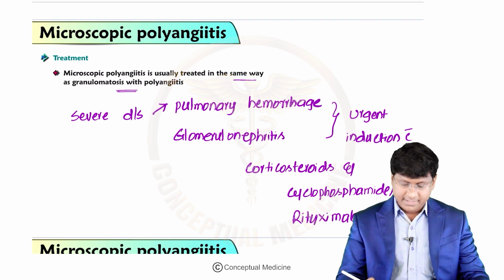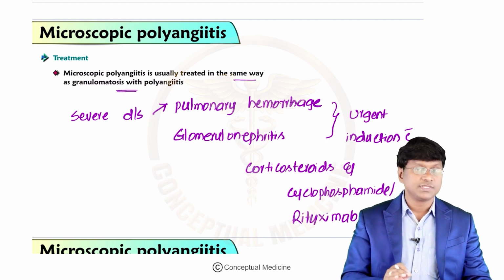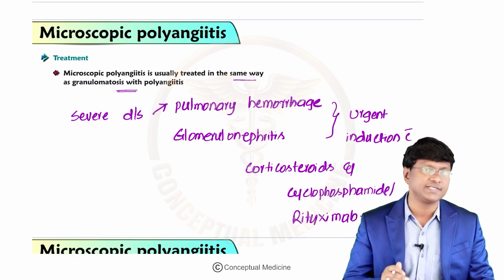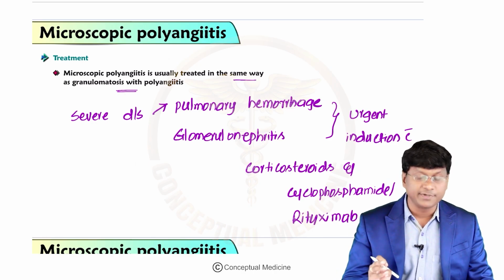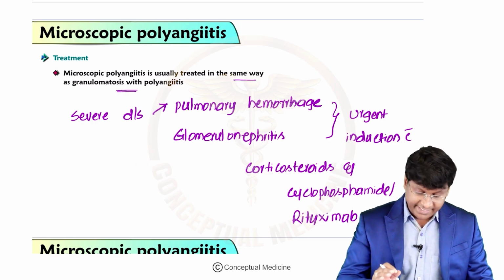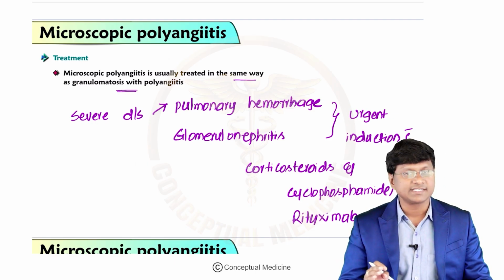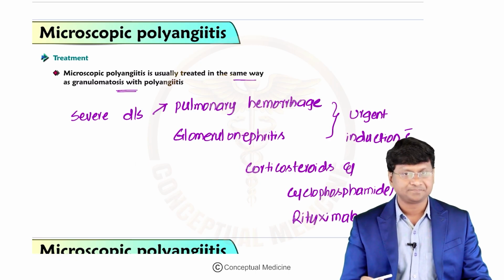Right, cyclophosphamide or rituximab. Okay, so this is the treatment of microscopic polyangiitis. In severe disease involving pulmonary hemorrhage and glomerulonephritis, they require urgent induction treatment with steroids and either cyclophosphamide or rituximab.